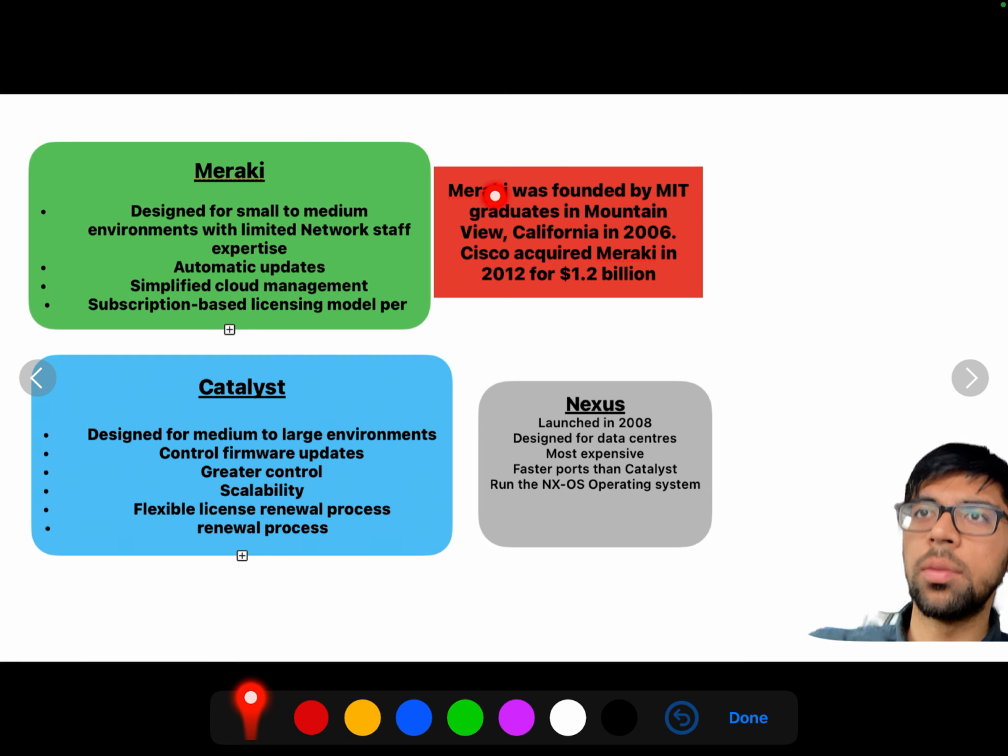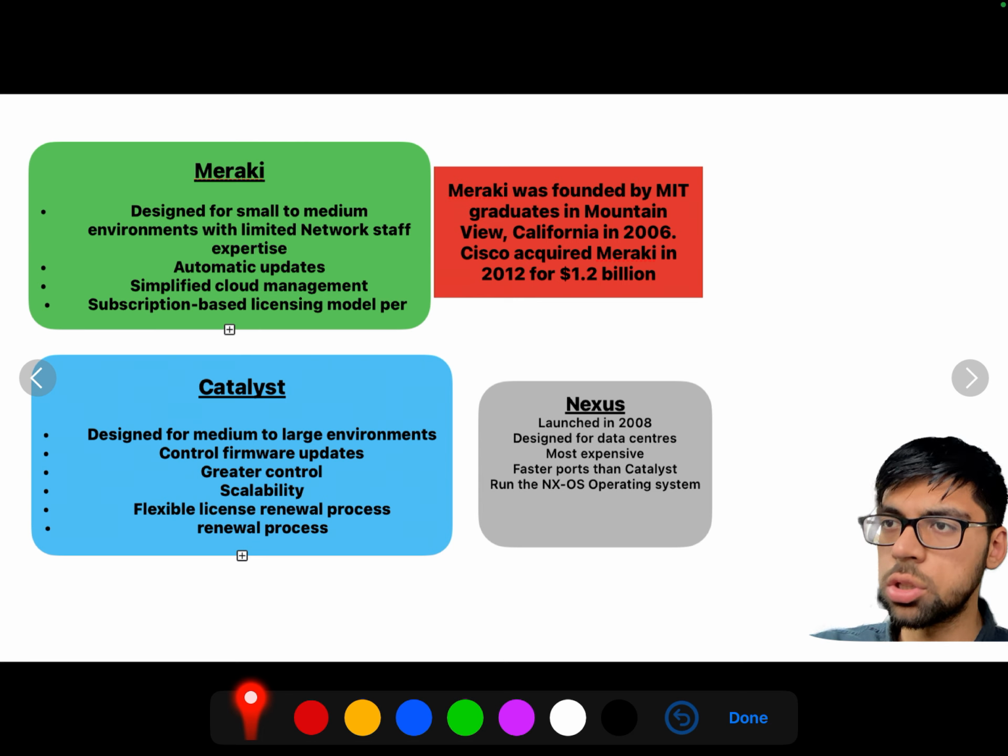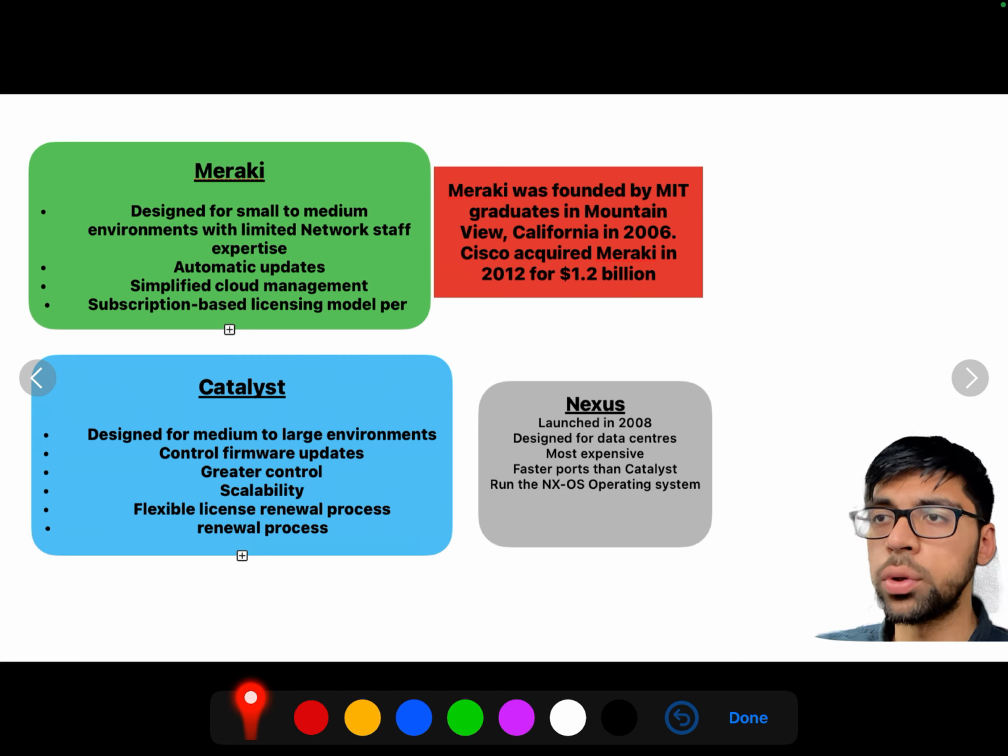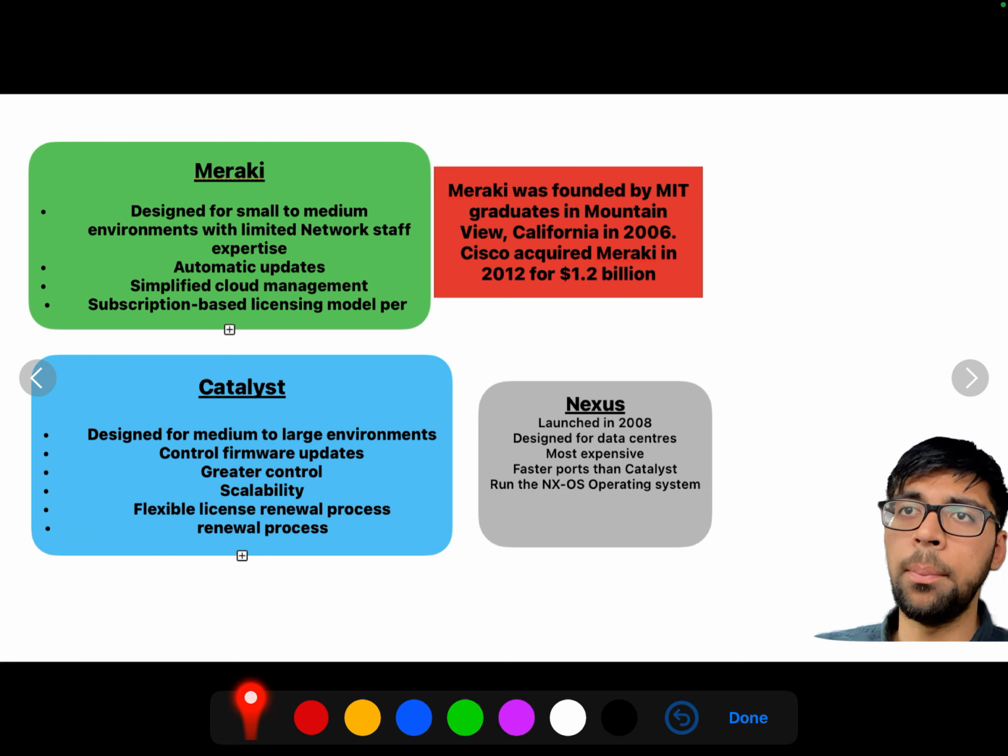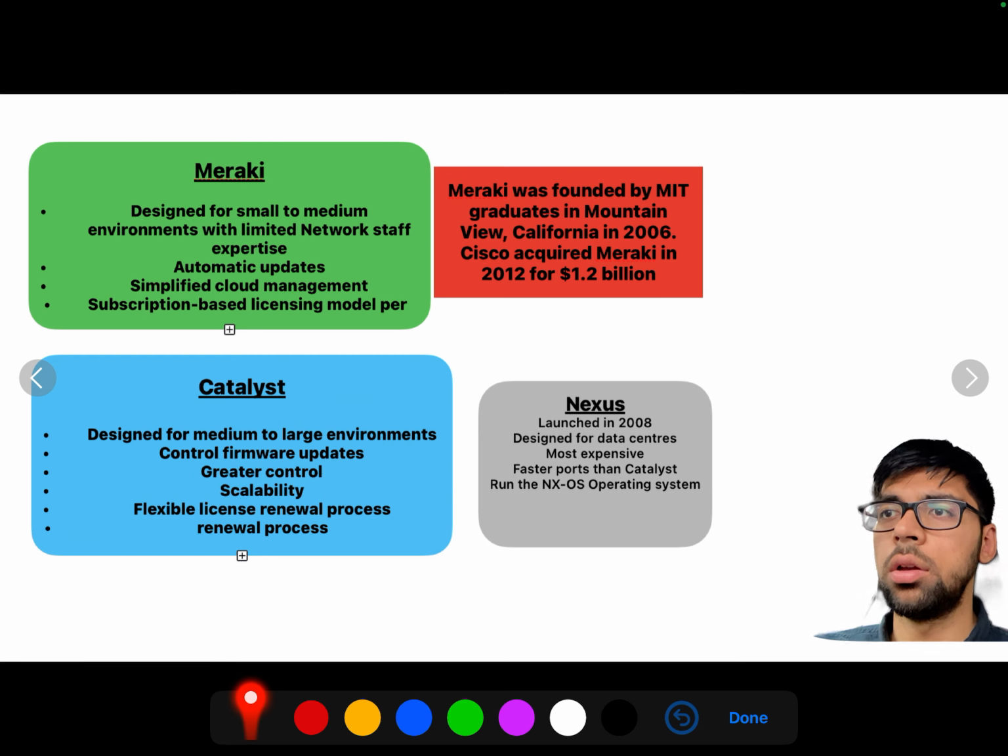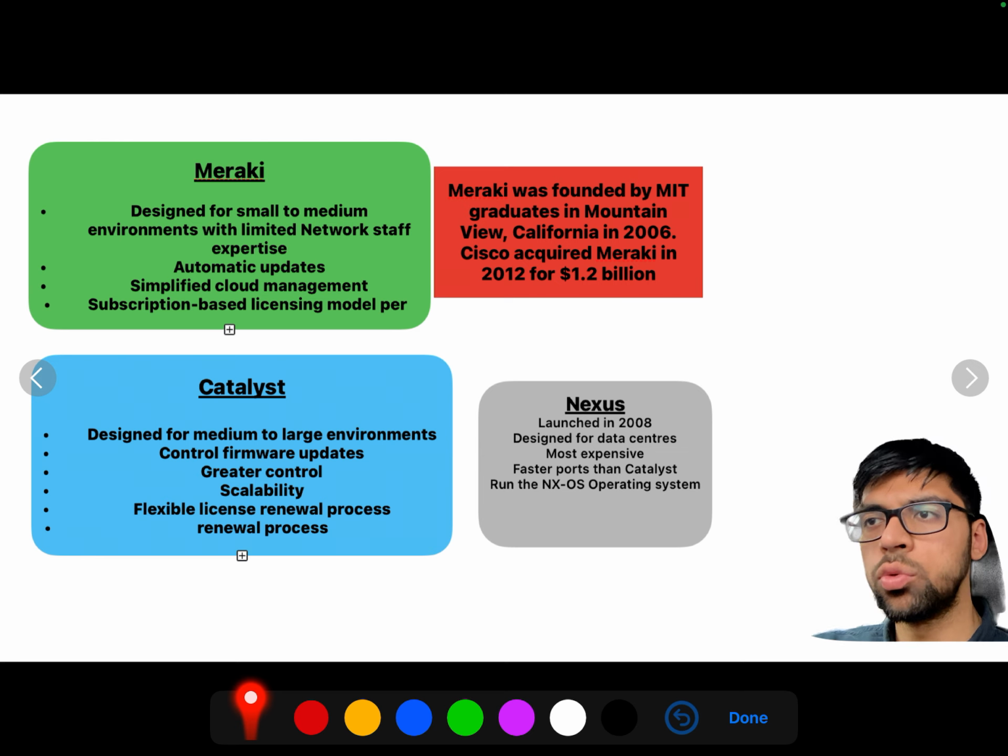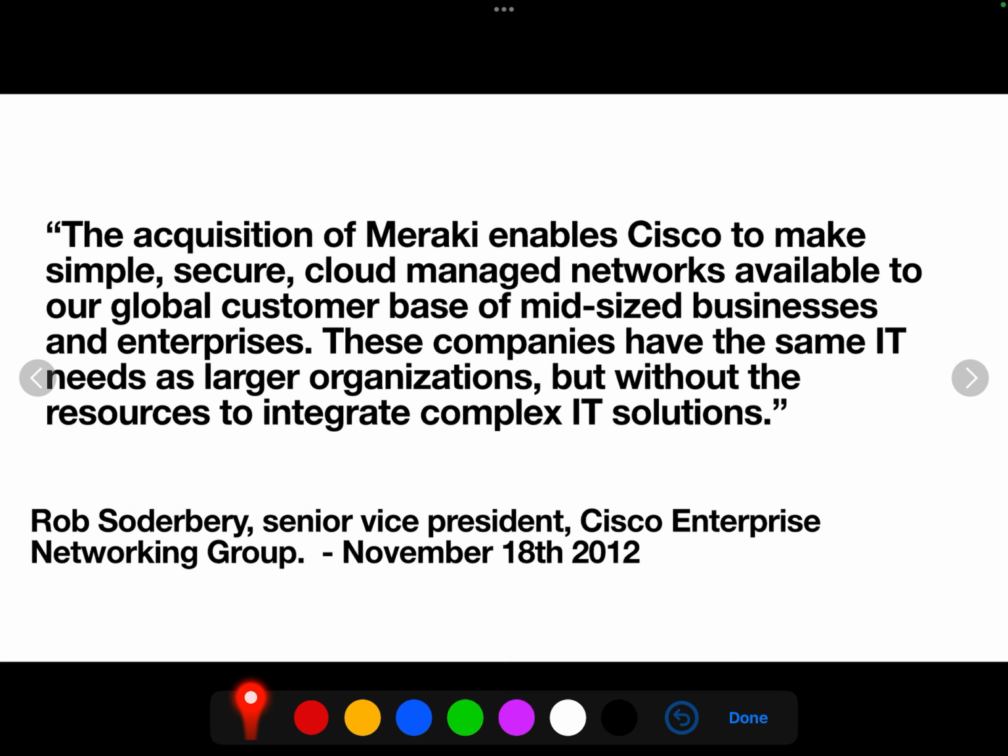One thing, sorry, I didn't mention was Meraki was founded by MIT graduates in Mountain View. So it was originally a startup, it started in 2006, and Cisco bought it in 2012 for 1.2 billion. So it was a big deal, but that got Cisco into this market for those small to medium sized environments, producing a more simplified product which is simpler to manage for those kind of businesses who don't have that expertise. And I'm going to go a bit more into that here.